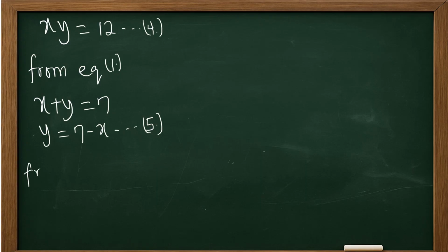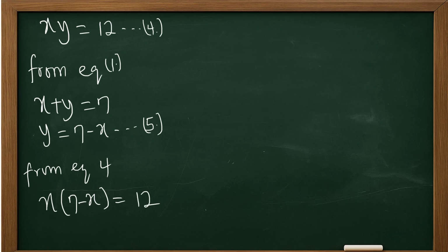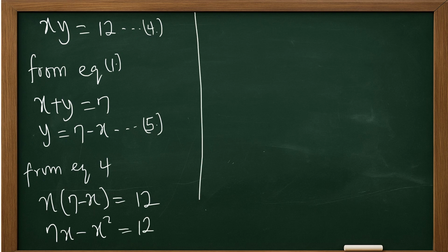From equation 4, xy equals to 12. So y is going to be 7 minus x, which is equals to 12. So I just plug in the value of y in equation 4. So factorizing this here going to be 7x minus x squared equals to 12. Rewriting the equation here, you can have x squared minus 7x plus 12 equals to 0. This is a quadratic equation.